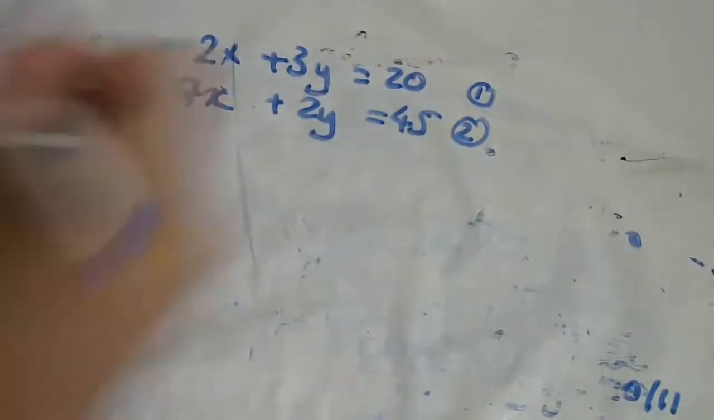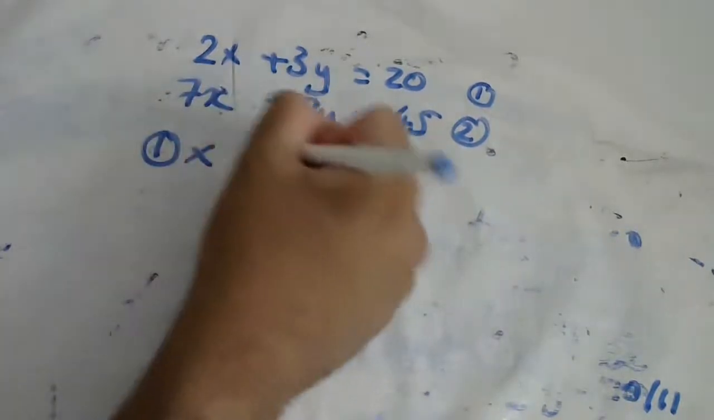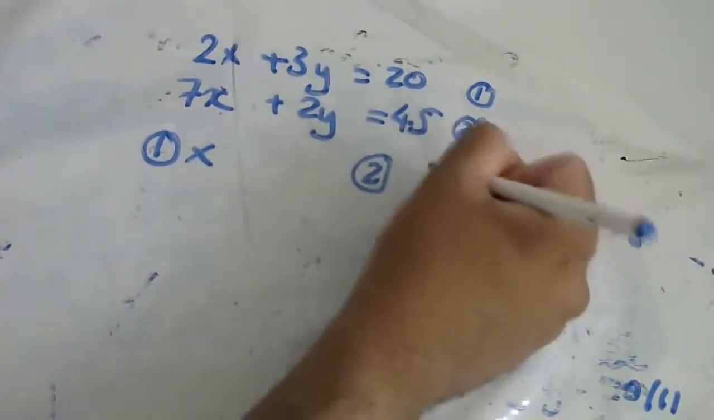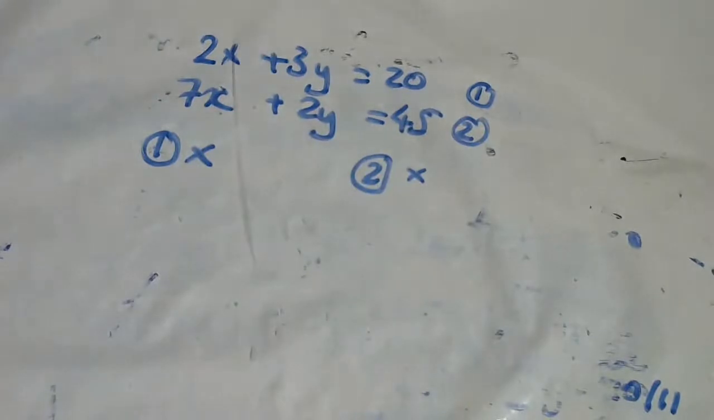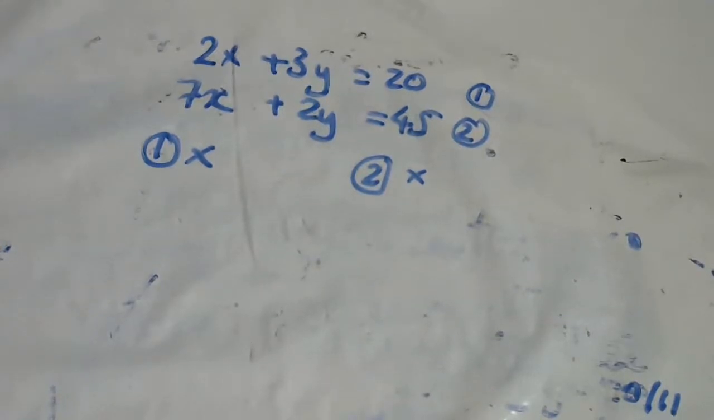Can you tell me in the chat box what I should be timesing equation 1 by and timesing equation 2 by? What number should I times equation 1 by, and what number should I times equation 2 by? Put it in the chat box.